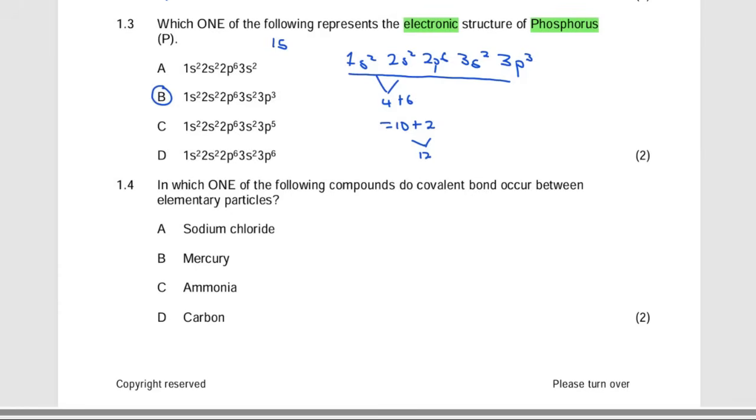If we add all these numbers, 2 plus 2 is 4, plus 6 is 10, plus 2 is equivalent to 12, then plus 3 is going to be 15. So this is the correct electronic configuration of phosphorus, and all these other options are incorrect.